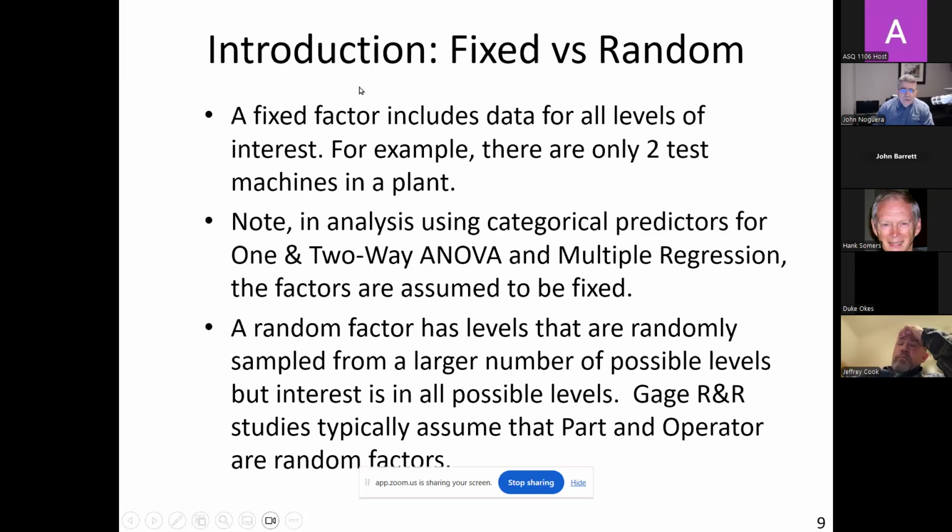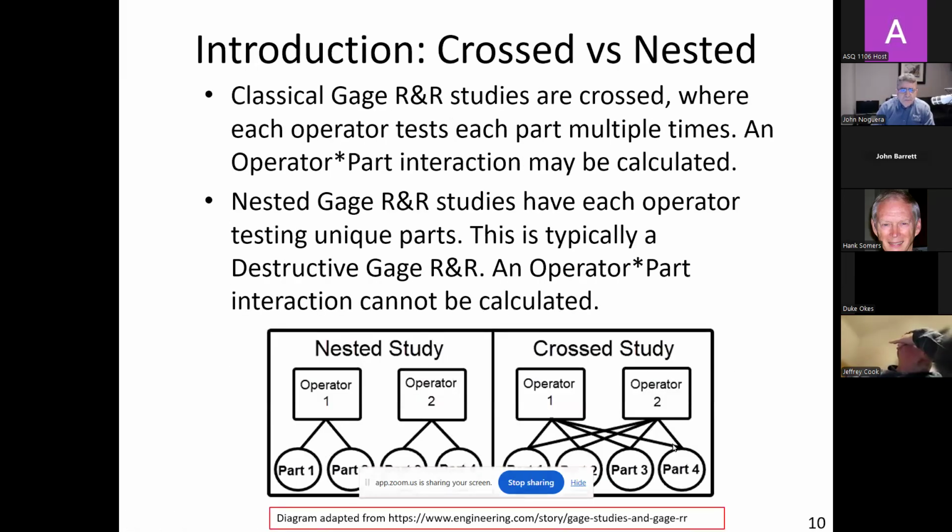By definition, a fixed factor includes data for all levels of interest. For example, there are only 2 test machines in a plant, so that would be a fixed factor. Whenever you're doing one-way or two-way ANOVA or multiple regression, the factors are assumed to be fixed. A random factor, however, has levels that are randomly sampled from a larger number of possible levels, but interest is in all possible levels. So Gage R&R studies typically assume that part and operator are random factors.